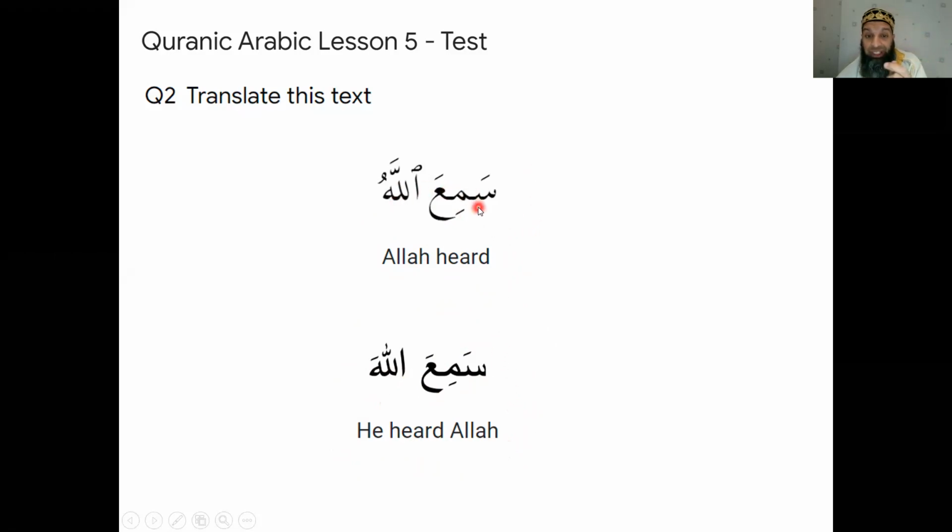Allah is marfu, so he's doing the hearing, subhanahu wa ta'ala. In this one, Allah is mansoob, so the doer is somebody else. Sami'a, he heard Allah. Allah is the one who the verb is being done about. So in the case of Musa alayhi salam, Sami'a Allah makes sense.